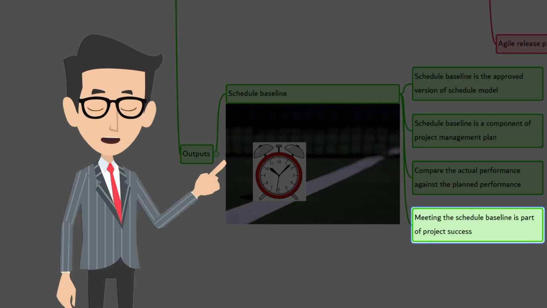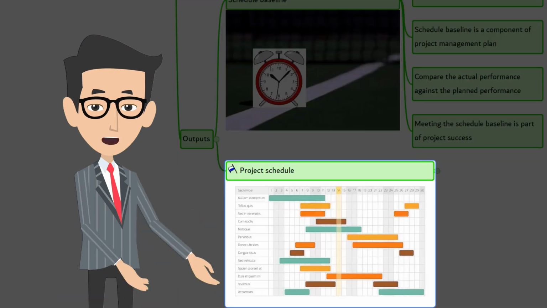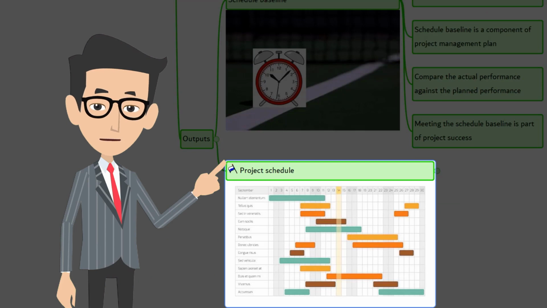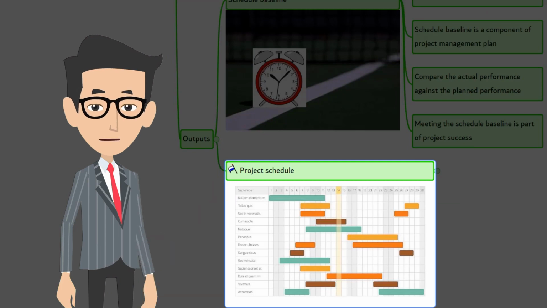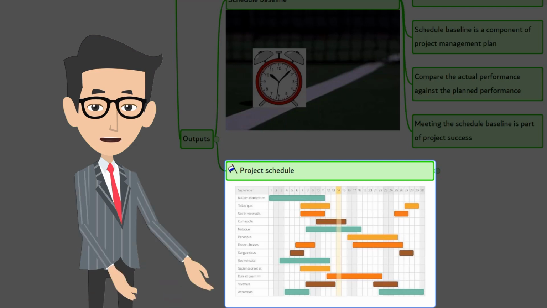Meeting the schedule baseline is one of the measures of project success. The second output is project schedule. Of course, project schedule links the activities with planned dates, duration, and resources. If the resources are pre-assigned, then the project schedule will have the information about it.